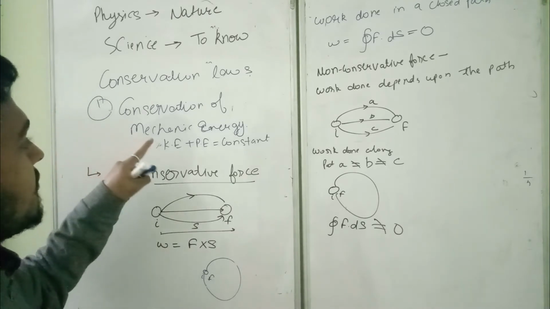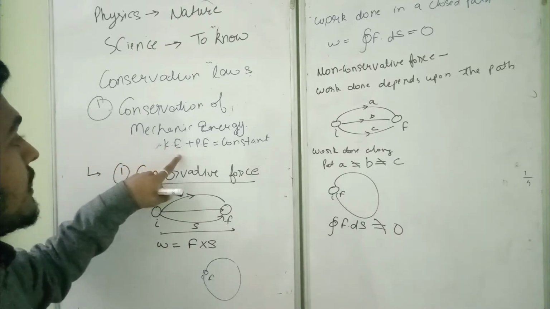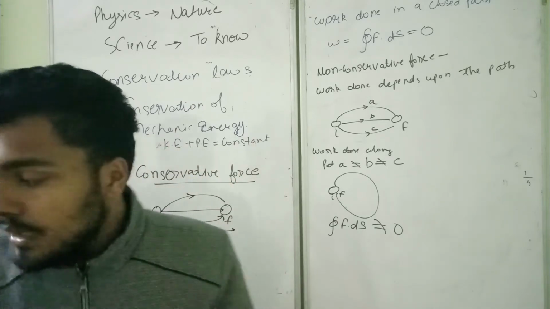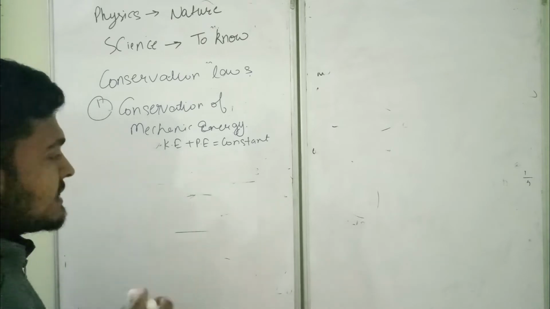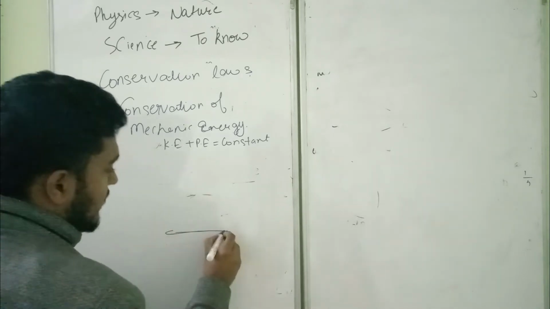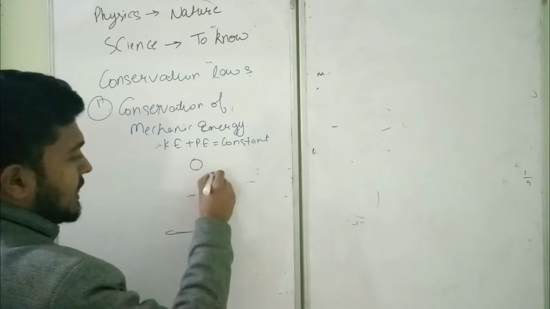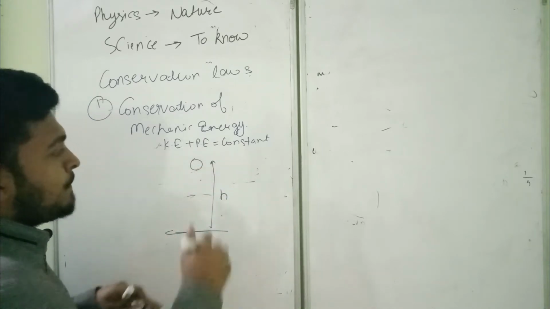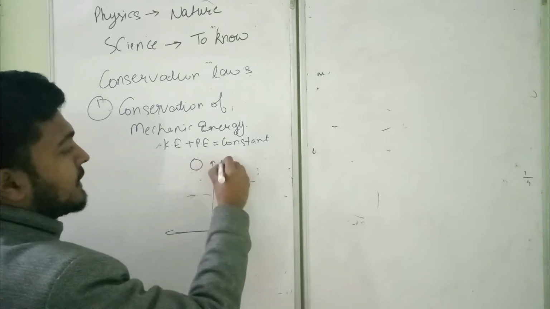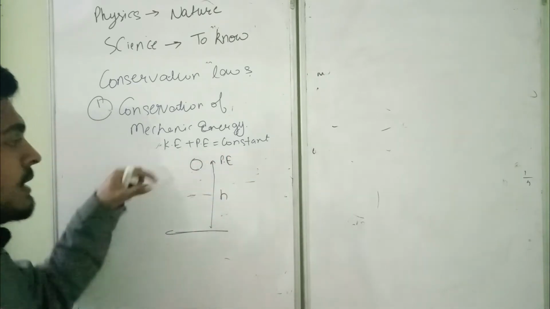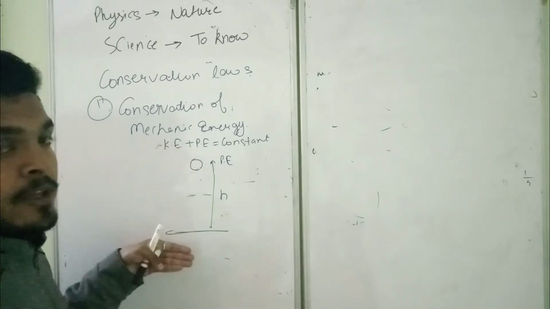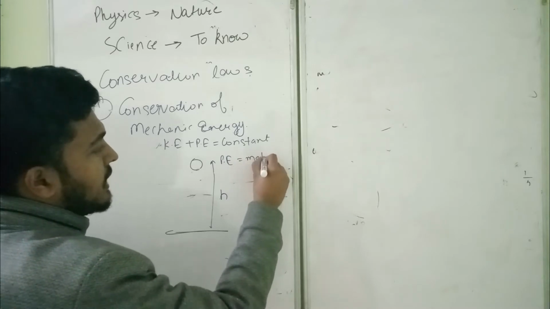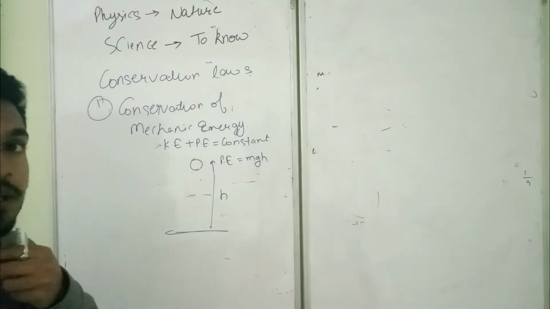And for the conservation of mechanical energy, we need that the force acting on a system must be a conservative force. What does this mean? This means that, say, if there is a ball at a height h from the ground, then the potential energy just before it is released from this position is equal to mass into acceleration due to gravity into its height above the ground.